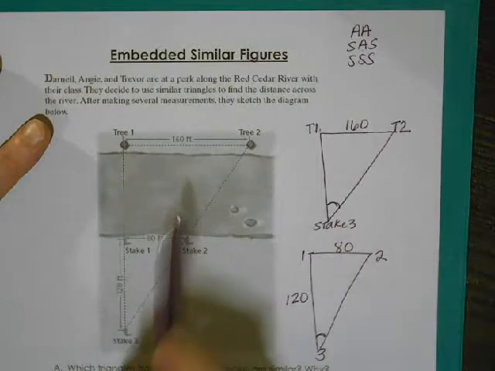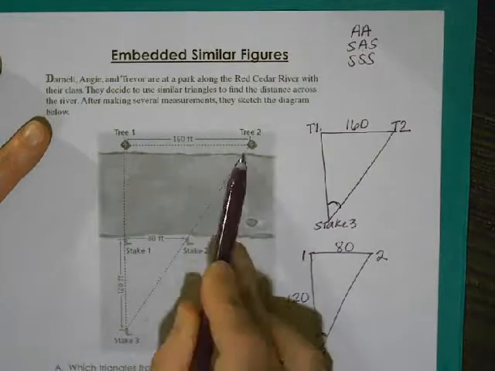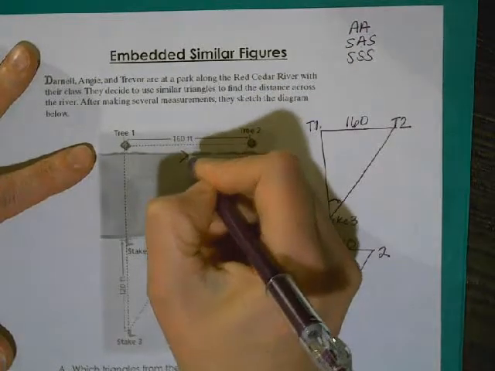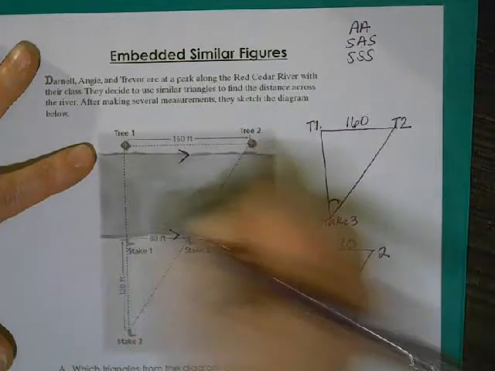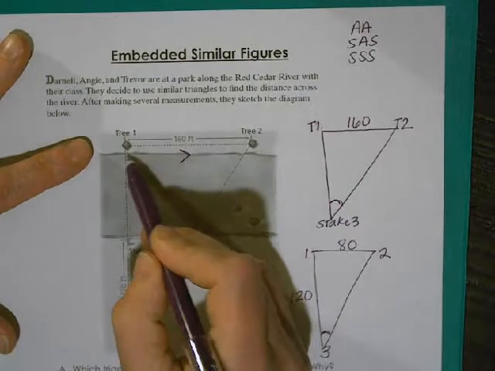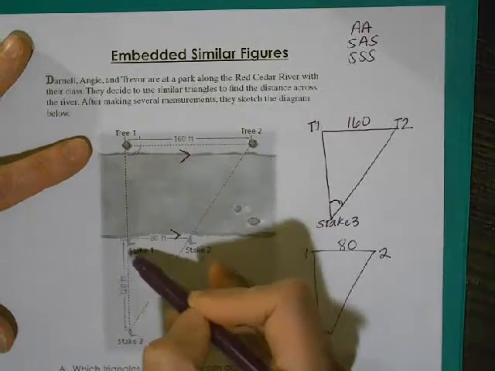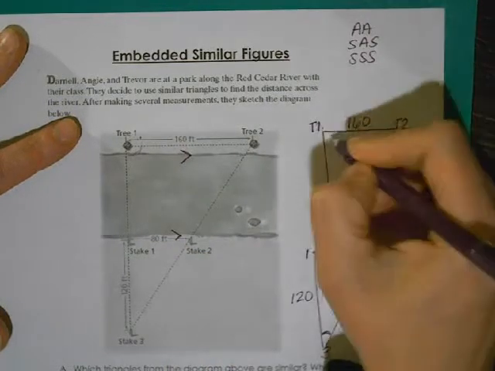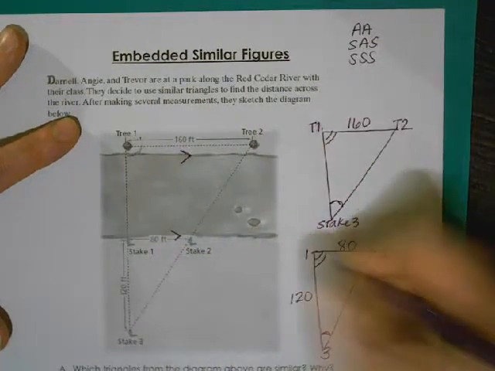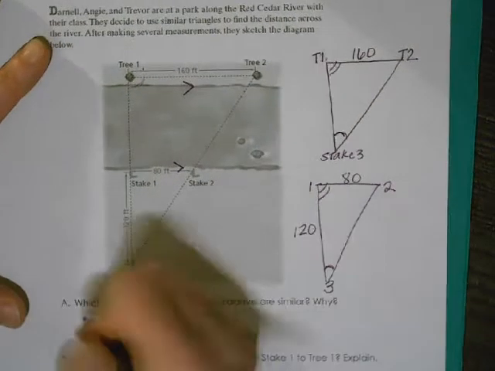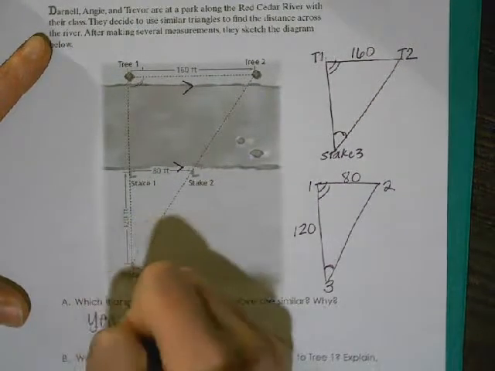Because if you look here, the sides of the river are parallel, okay? They're not perfectly parallel, but we can just assume that they are. So the sides of the river are parallel, which means that this angle right here is going to be the same as this angle right here for corresponding angles. So now we know we've got two angles that are congruent. So the two triangles are similar by angle, angle.